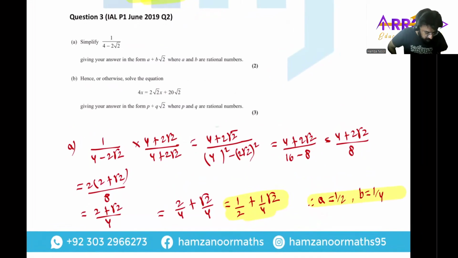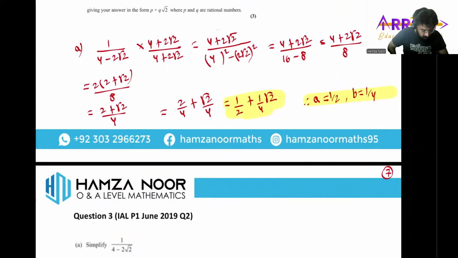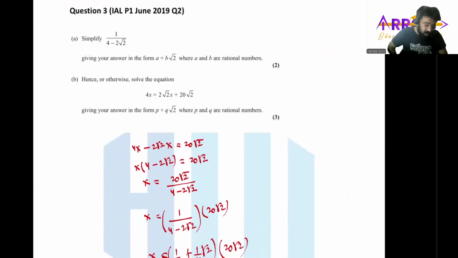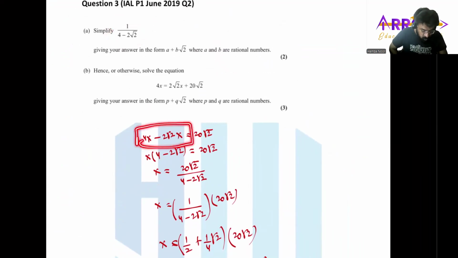So up next we have part B. Hence or otherwise solve the equation 4x is equal to 2 root 2x plus 20 root 2, giving your answer in the form of p plus q root 2, where p and q are rational numbers. This part is worth 3 marks. So basically, we need to solve our equation in such a way that we can also use the result of part A. So 4x minus 2 root 2x is equal to 20 root 2. This is the equation which we need to solve.